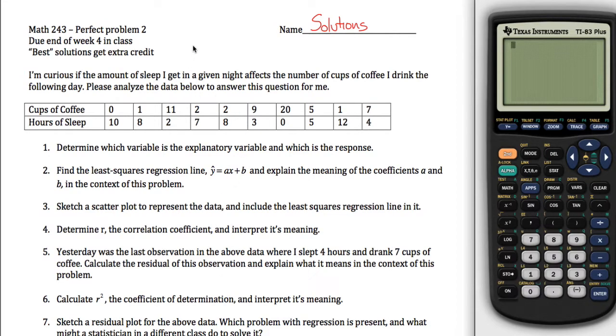Here are our solutions for perfect problem 2 for Math 243. So what's going on here? I'm curious if the amount of sleep I get in a given night affects the number of cups of coffee I drink the following day.